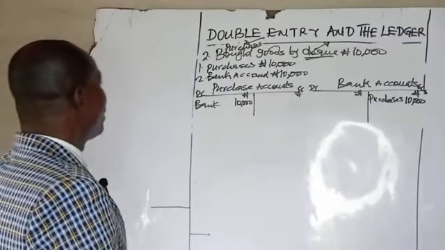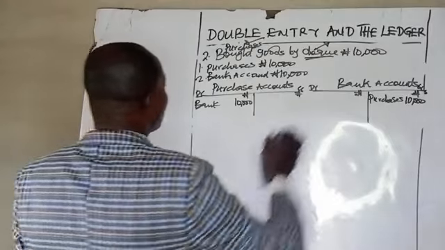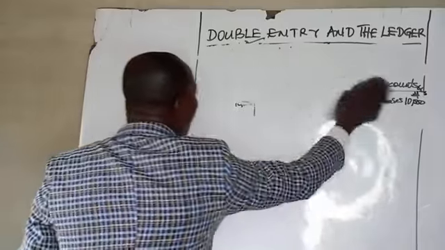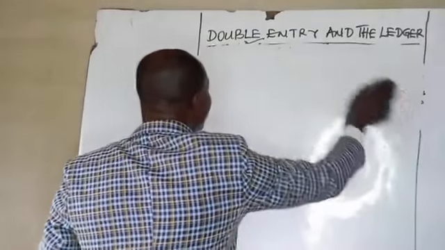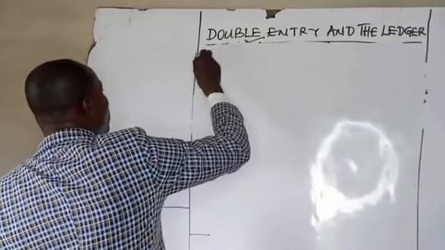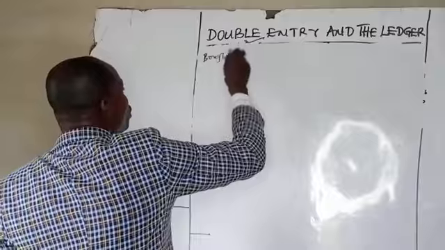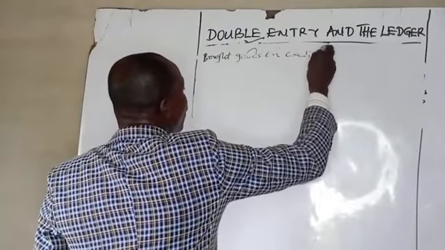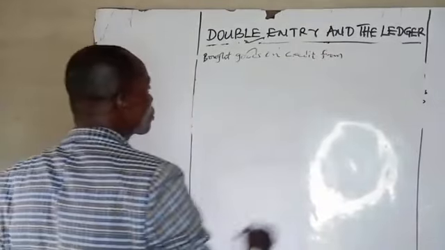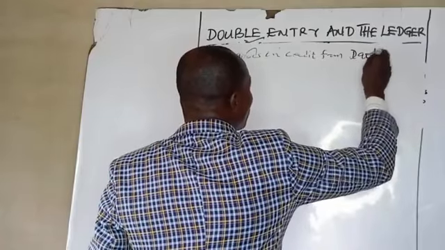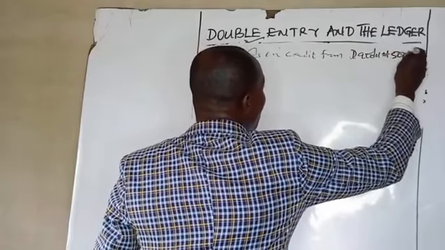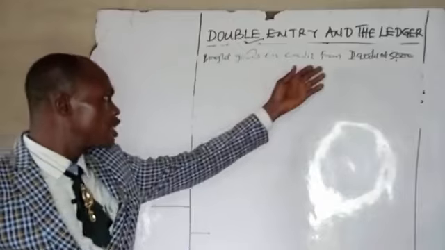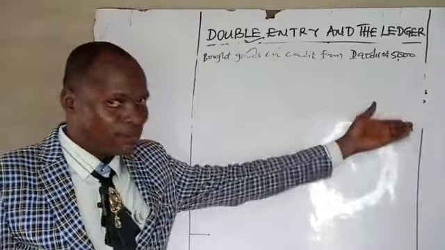So now let me give you another scenario. Bought goods on credit from Daudu, 5,000 naira. That means when these goods were purchased, they have not been paid for.